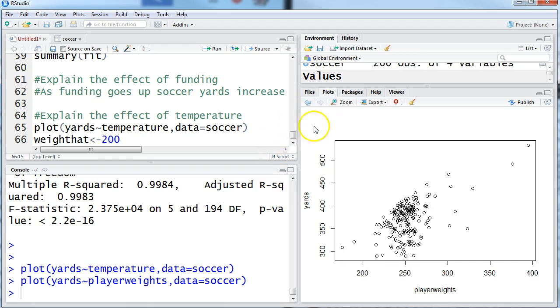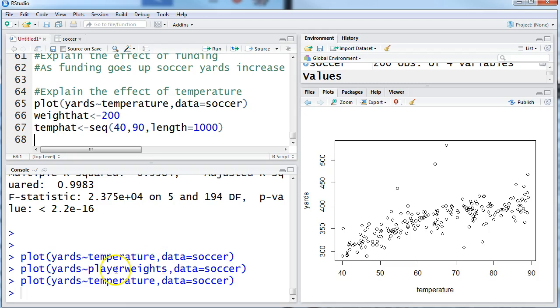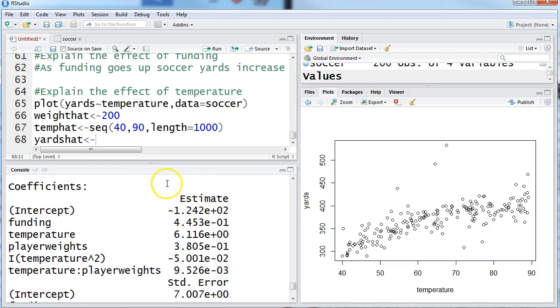How did I know that was a low value? Because while the video was paused, I plotted player weights. So 200, I might do a 250 since there's so many there. 200, 250, 300, and maybe 400. And then for temperature, for my prediction, which is temp hat, a sequence going from 40 to 90 with a length of just some big number. We'll do 1,000. Now I need my prediction equation, which I can read straight off my output.